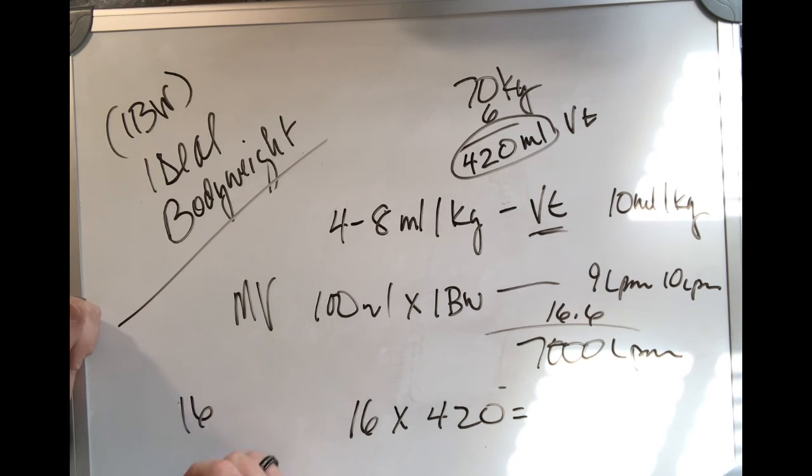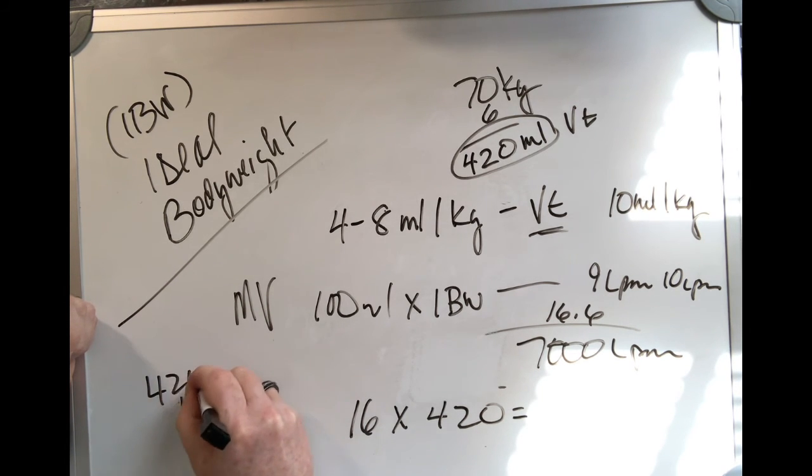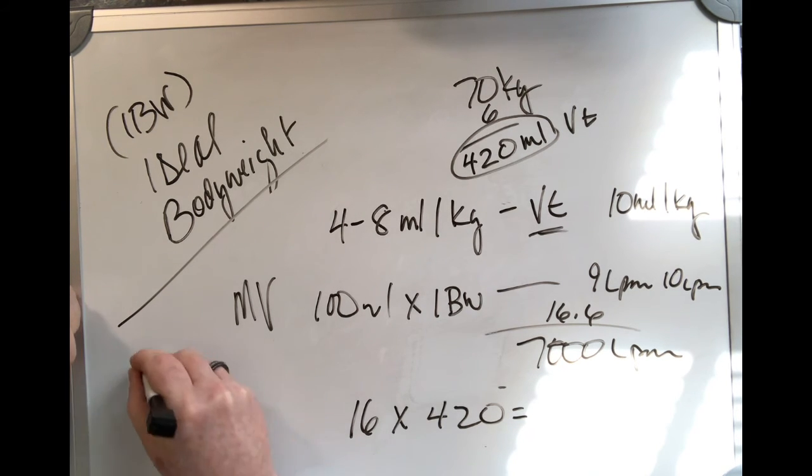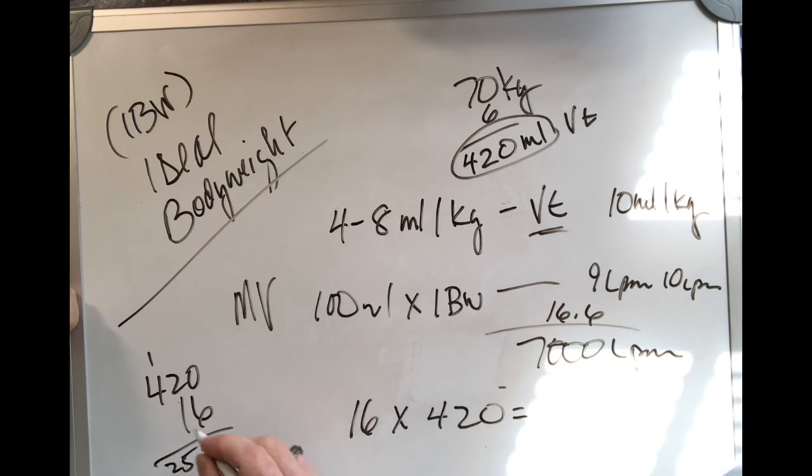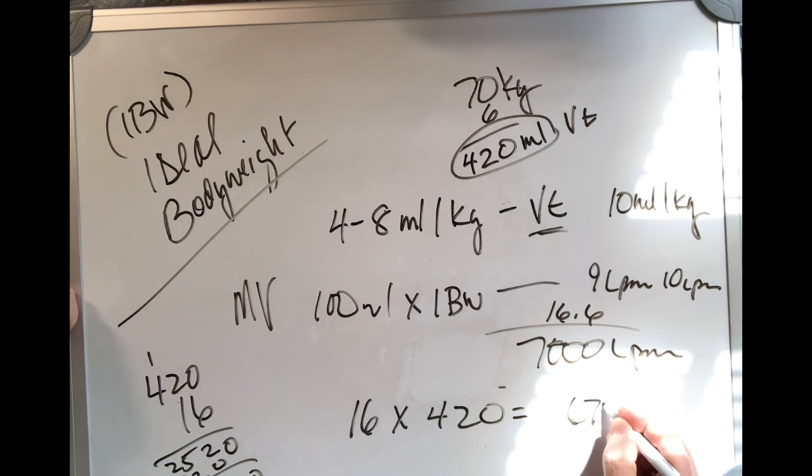So 16 times 420 gives me 0, 6, 2 is 12. Again, I'm terrible at math, 25. And then 4, 2, 0. And I've got 0, 2, 7. I've got 67. The minute ventilation is 6,720. Pretty close, and that's where I would start.